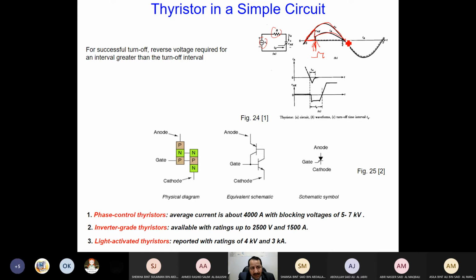Now, when the voltage becomes reverse biased, the voltage and current will go to 0, similar to the diode. Because two things need to be there. So we can't say the thyristor will conduct in forward bias.